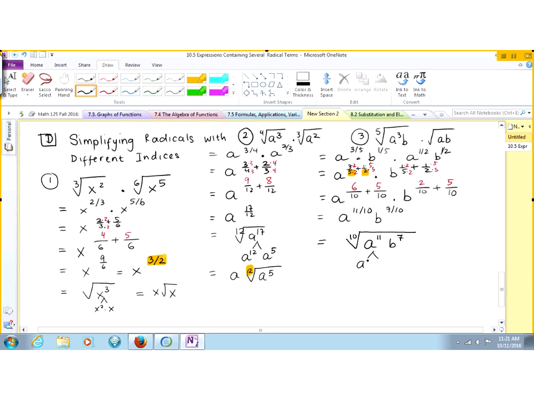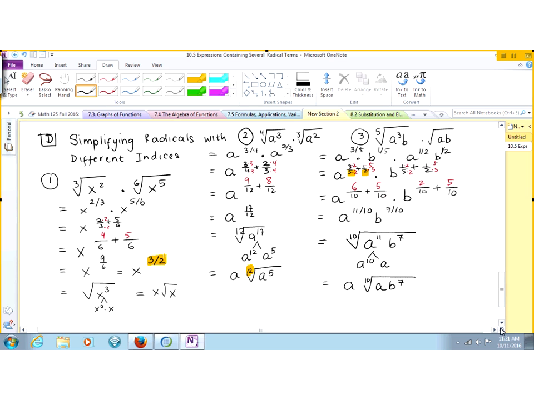Yes. Which one can we break down? A to the 10 times A. How about B to the 7? No, 7, this is smaller than 10. So take out A to the 10th. A, 10th root of A, B. Okay. Are we okay so far? Yes? Okay. So next one.